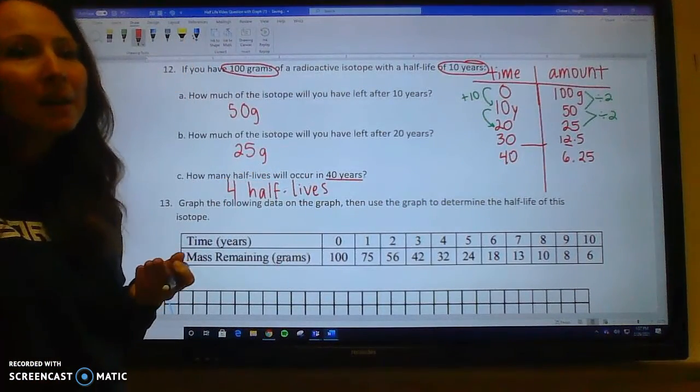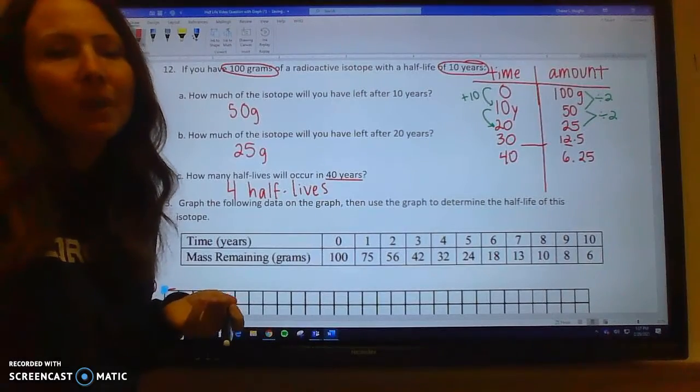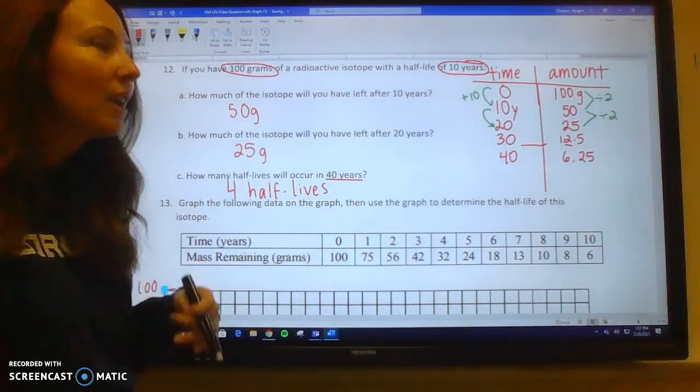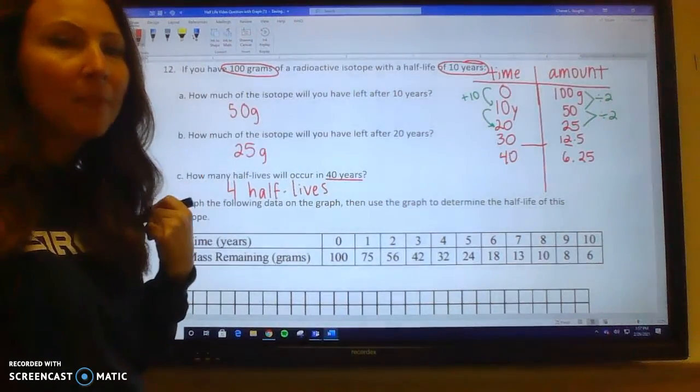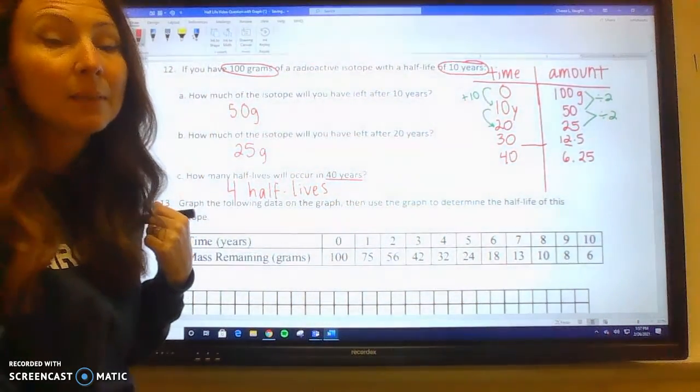Okay, so there might be maybe one question on your test where we actually have to figure out how much remains or what was the original amount. So I'm going to show you how to do that next. Let me get it set up.